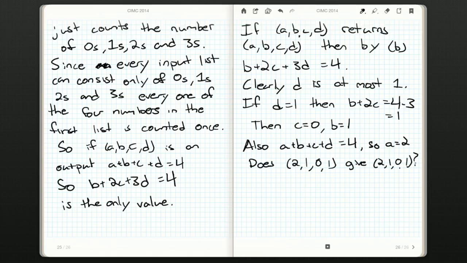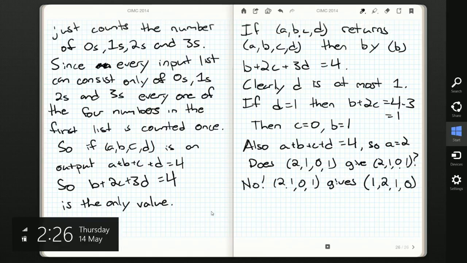Does that actually, I mean, this is a candidate sequence. It satisfies the property B plus 2C plus 3D equals 4, but is it actually a sequence that returns itself? The answer is no. I mean, there's no 3 in here, but the description says we need to have a 3. It's got 1, 0, 2 1s, 1, 2, 0, 3s. Okay.